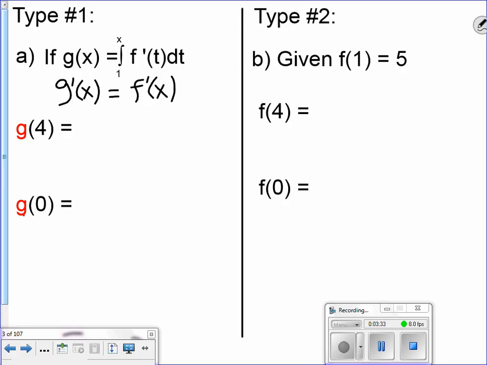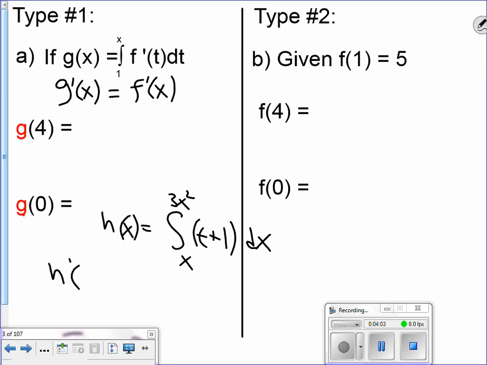The derivative. I think you're being thrown because there's a derivative here. What we're used to seeing, what if I asked you, let's say this is a different problem, let's say h of x is equal to the definite integral from x to 3x squared of t plus 1 dt. This is an accumulation function. I made this a little more complicated. All right? So if I ask you to take the derivative, we apply the second FTC.